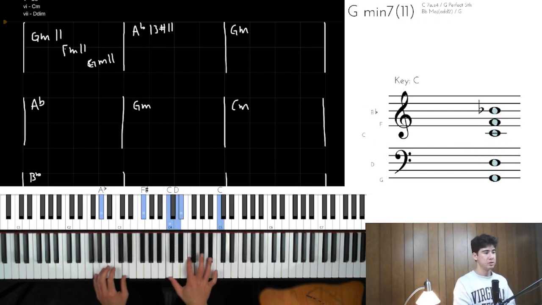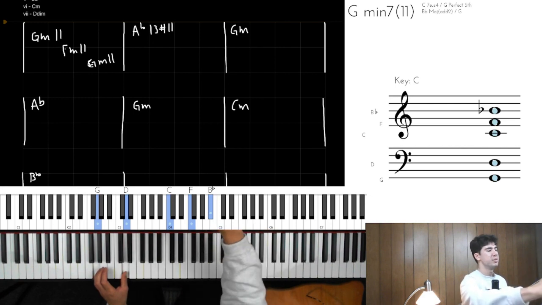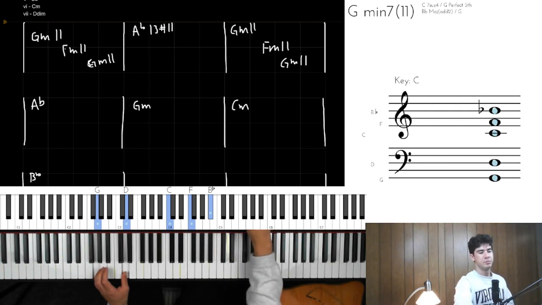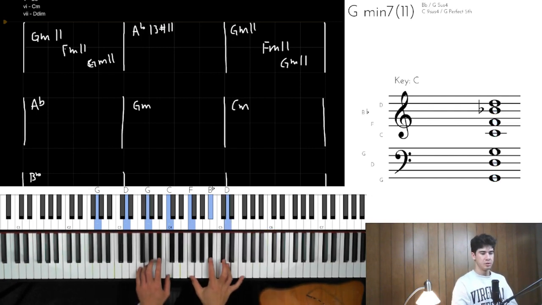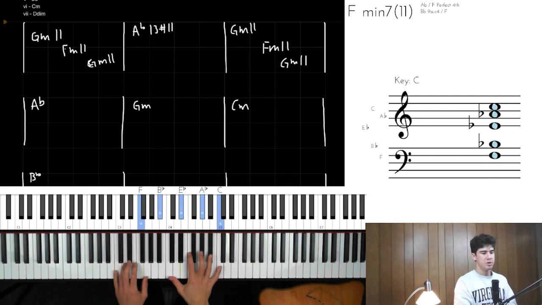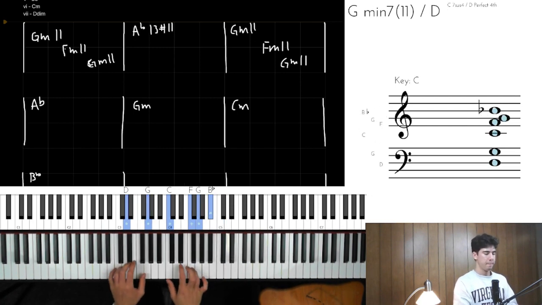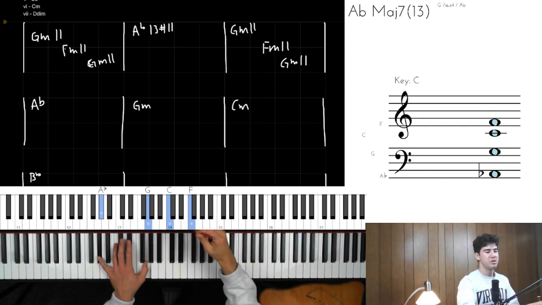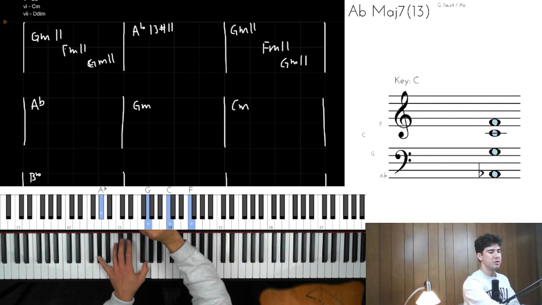Back to our G minor 11. And we're going to use the same exact pattern, same voicing, same stepwise motion going down, which eventually is going to arrive at our 4 chord or A flat major. Here it is. F minor 11 to G minor 11 over D. This time we're going to change up the voicing a little bit. Rather than using a dominant 7, we're using a major 7. So we have A flat major 7, A flat major 13, sorry.